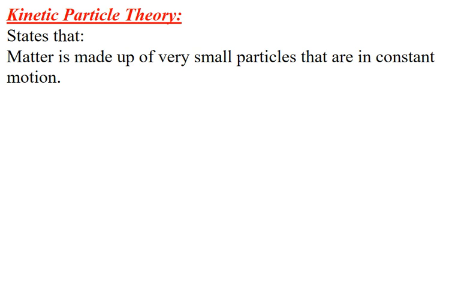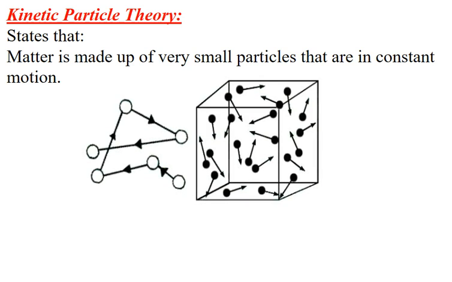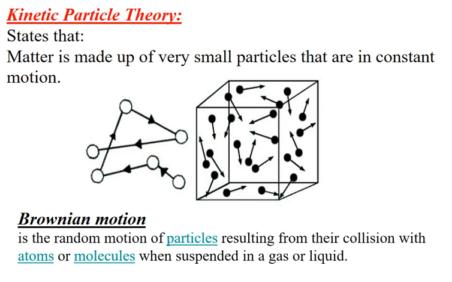We know that matter is made up of very small particles that are in constant motion. This is what we call the kinetic particle theory. We say that the particles are constantly bumping into each other and moving around from one place to another randomly in the container. This is called Brownian motion. So we say Brownian motion is the random motion of particles resulting from their collision with atoms or molecules when suspended in a gas or a liquid.